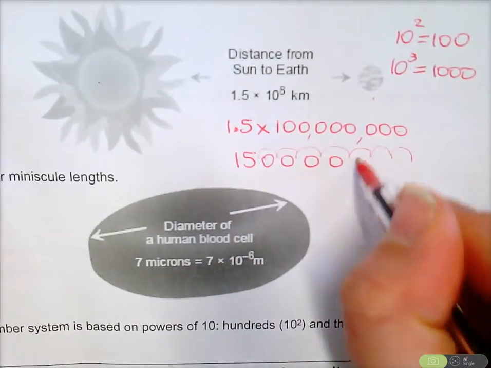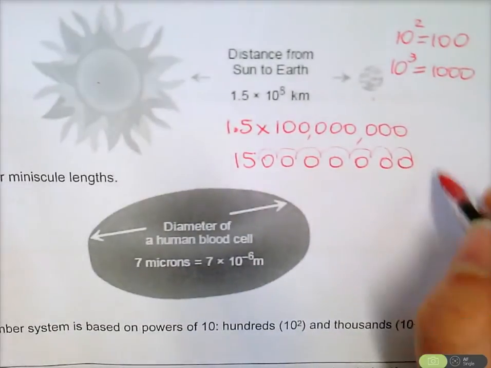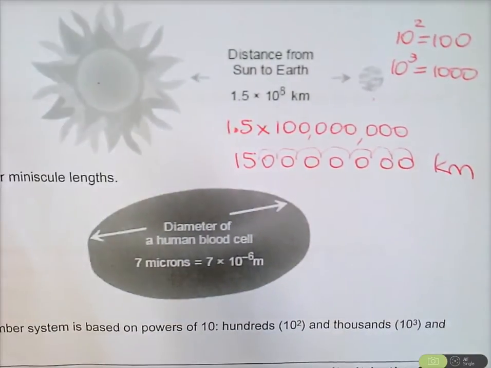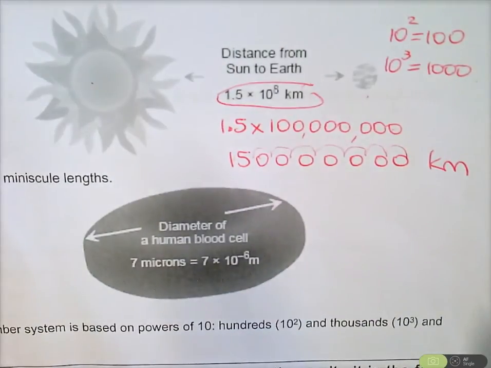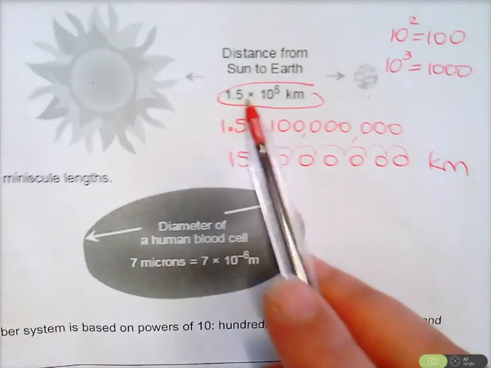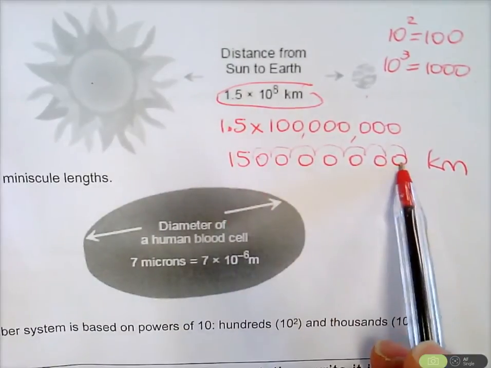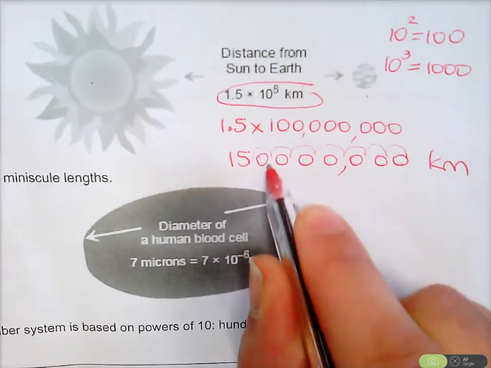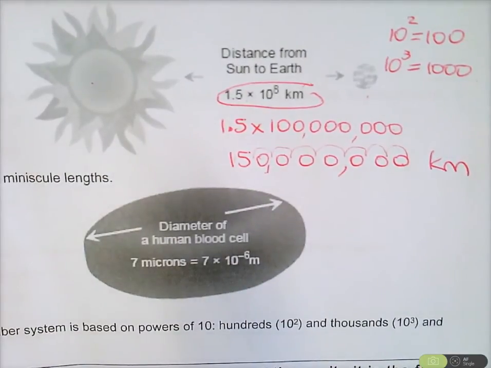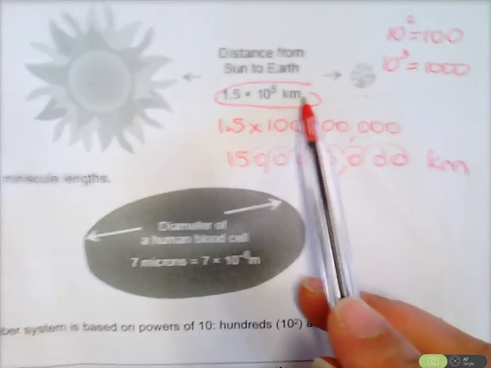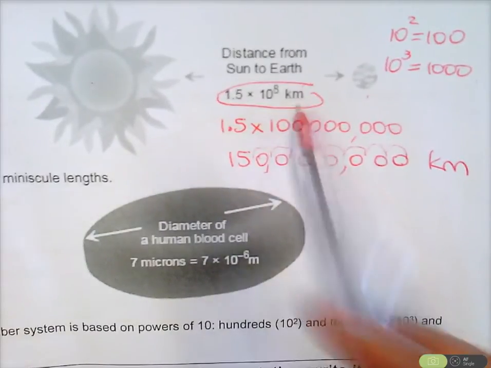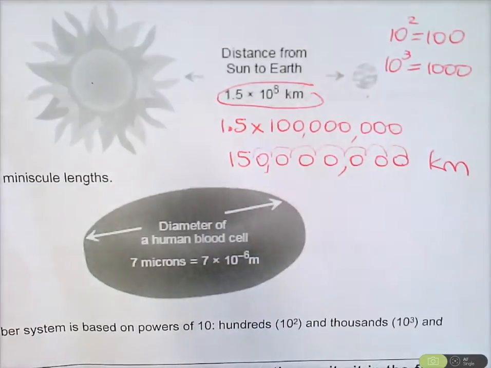Imagine writing the distance from the sun to the earth like that. We write it as 1.5 times 10 to the power of 8 kilometres. If we didn't have this notation, this is how it would be written: 150 million kilometres. So it's much easier to write it like that, 1.5 times 10 to the power of 8, isn't it? I'm just introducing this. I'm going to show you how to write them properly in a minute. All right? So it's just an introduction.